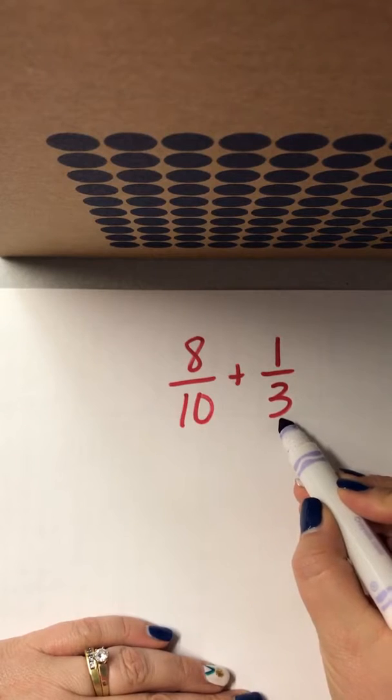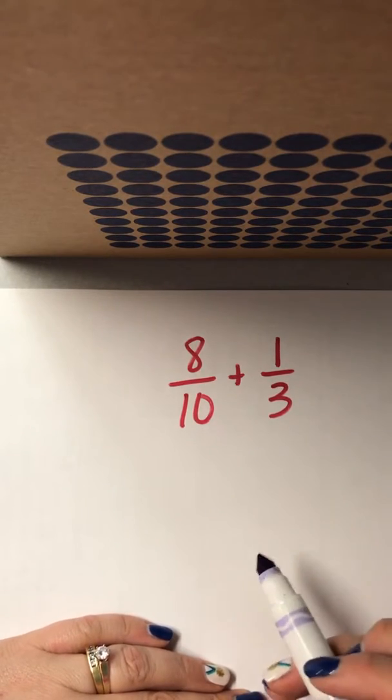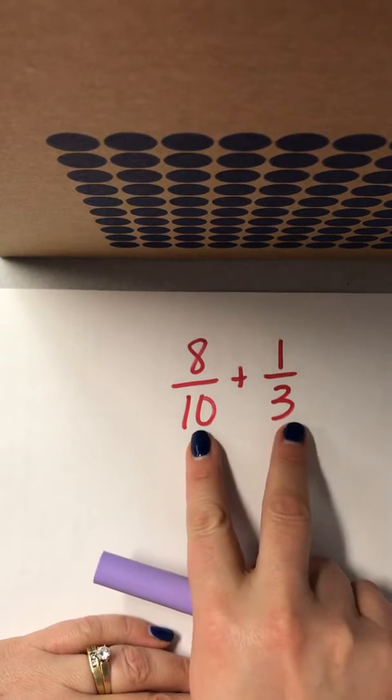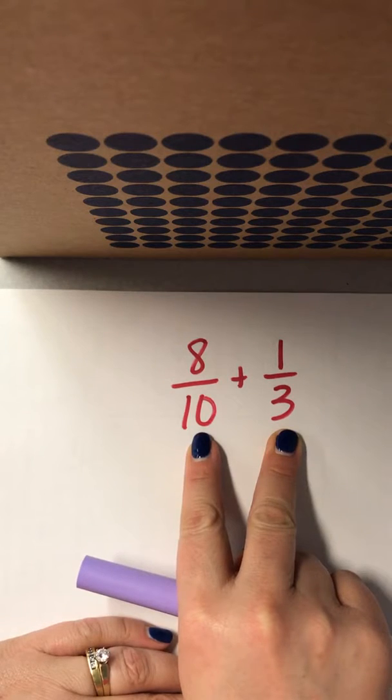So first thing we do is we say, can I change a 3 into a 10? Is 3 times something 10? And the answer is no. Second thing we say is, okay, I can do 10 times 3. That's a denominator of 30. And that's a pretty big denominator.